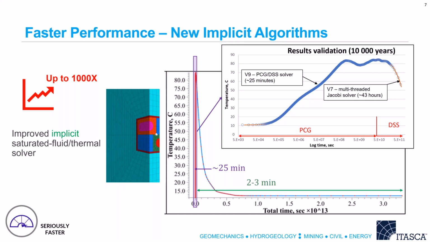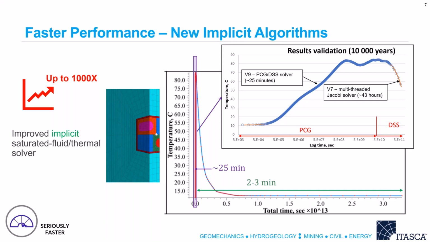So this is an example, a thermal example, and this is a nuclear waste type of problem. And so when they do these types of problems, they're often looking at very long time scales. In this particular case, out to 10,000 years. And so you can imagine running this explicitly with a small time step would take basically forever. And so being able to slot in this new implicit solver is a significant saving. So you can see in version 7, this would have taken you 43 hours, and in version 9, this takes you approximately 25 minutes. This was a temperature example.